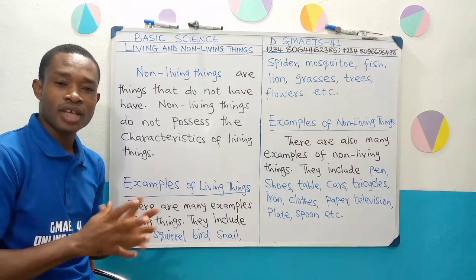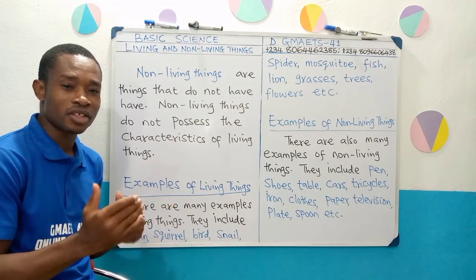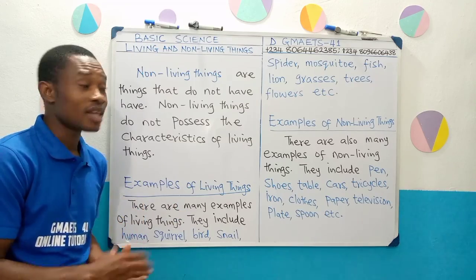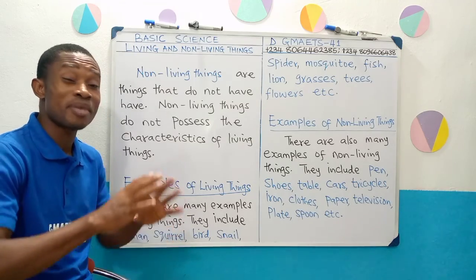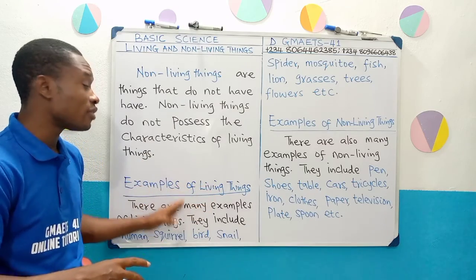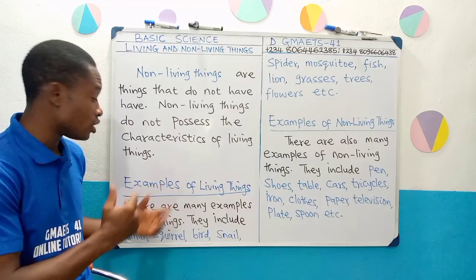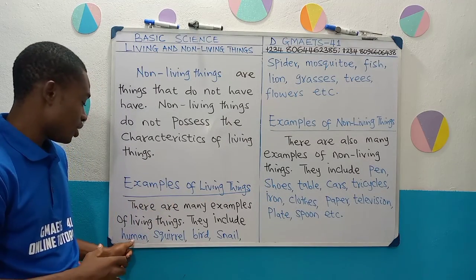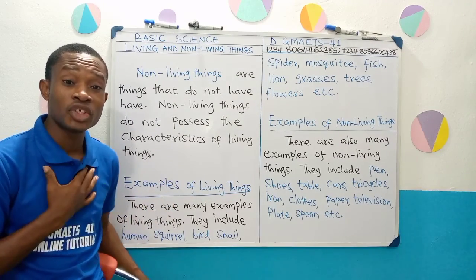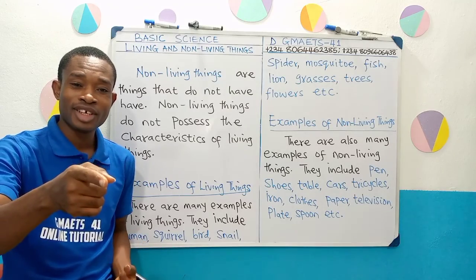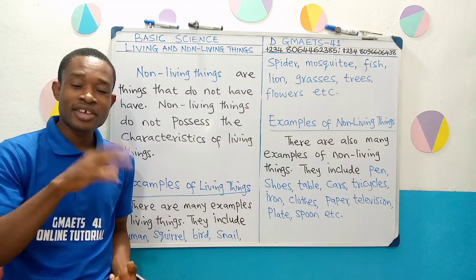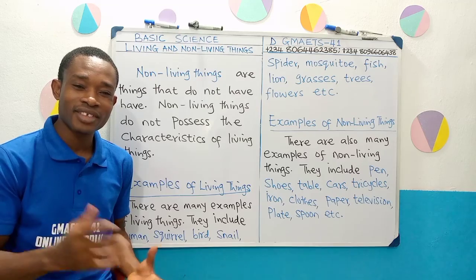Let us talk about the examples of living things and non-living things now, okay? There are many of them. So let us start with that of living things. Some examples of living things are written on the board here. Human. It's an example of a living thing. I'm a human. You are a human. So you and I are examples of living things.